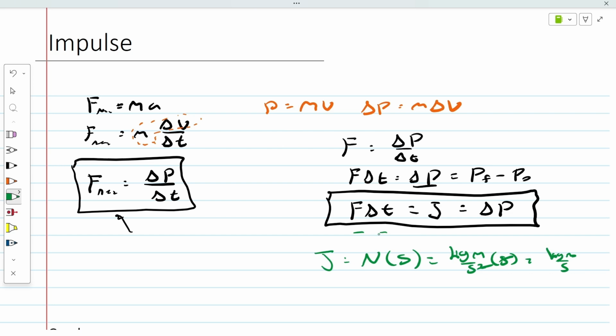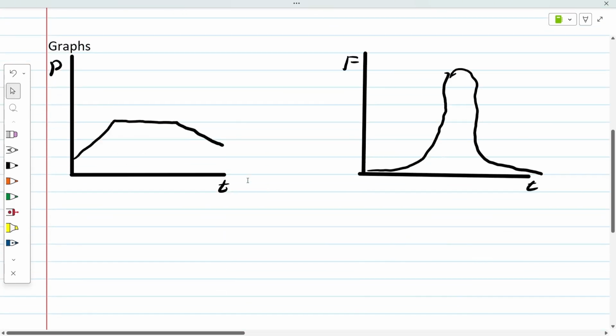So this impulse is also going to be a vector quantity, and it's going to be in the same direction as this net force, since this time is not going to change the direction. Okay, so let's look at a couple graphs relating using these equations.